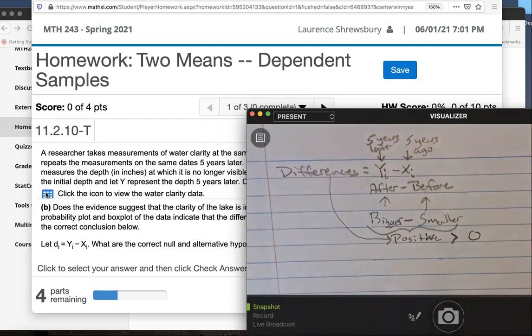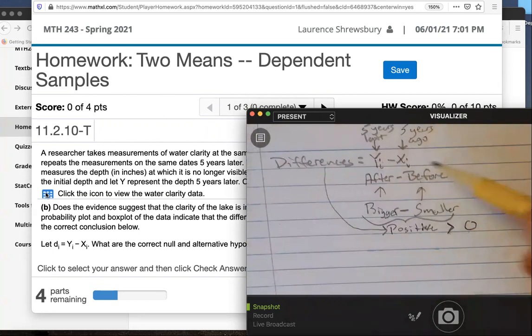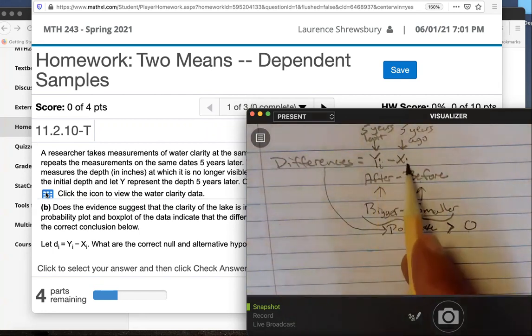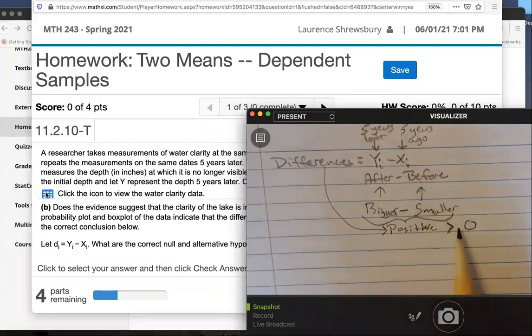So that means all of this is to make sure I don't get it confused and mixed up. If you try and do this in your head, it can be rather confusing. So just write it out. Just take it one step at a time. Clarify which one is which. Ask yourself which one is bigger, which is smaller. And from there, you can tell whether your differences are positive or negative. If I had smaller minus bigger, then this would have been less than zero.